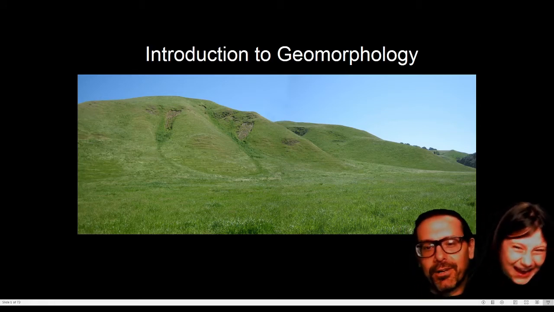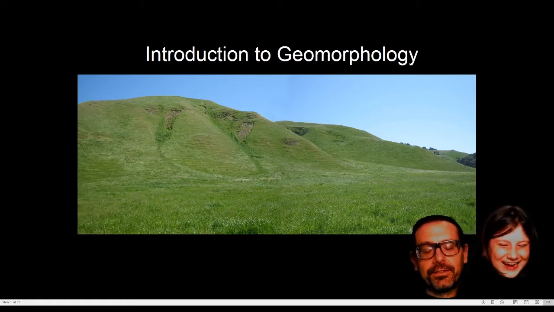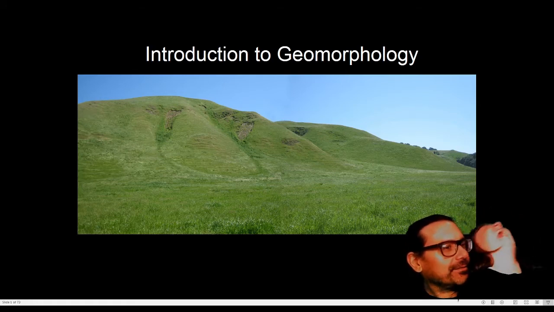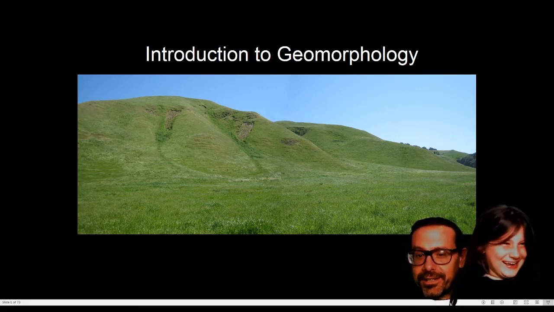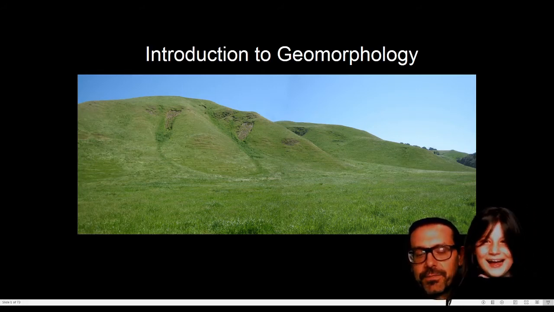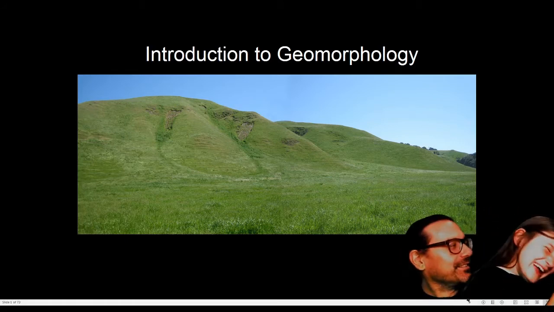Anyways, you may be wondering what geomorphology is all about. Geomorphology is the study of landscapes. We study what they look like and how they form.